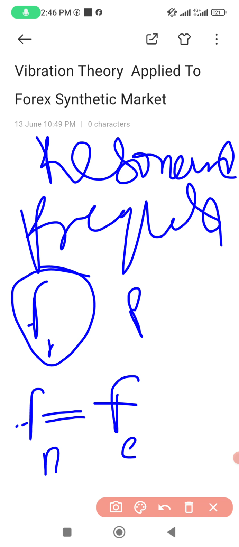Before you enter a trade, ask yourself this question: what is your vibrational frequency? What is the value of your vibration? Is it equal to the market vibration? If yes, what is the direction of market vibration? Is your own vibration in the same direction as the market vibration? When this happens, we never lose.